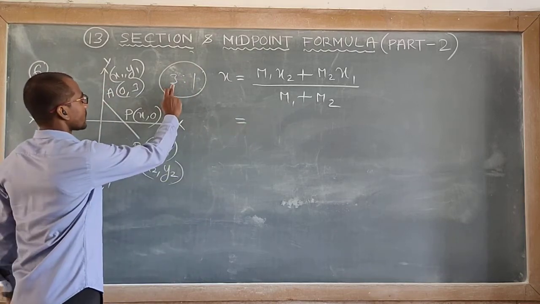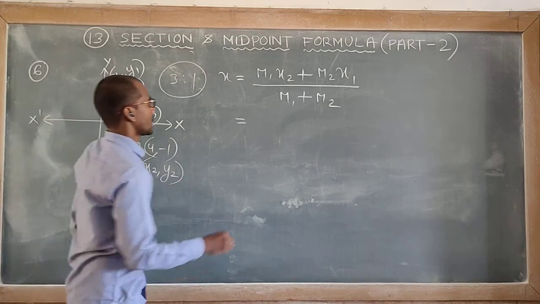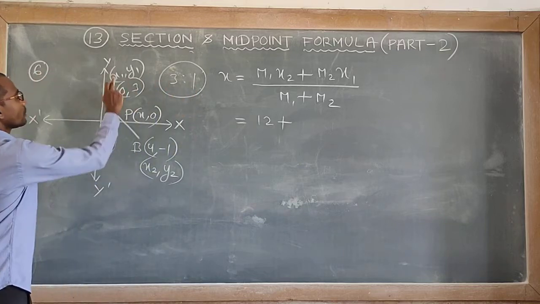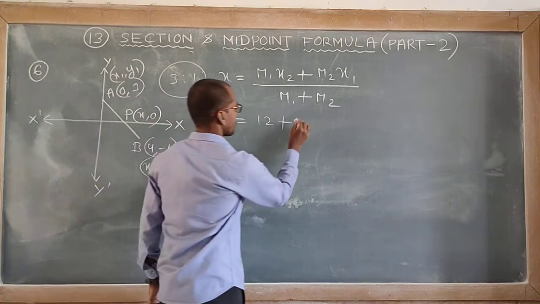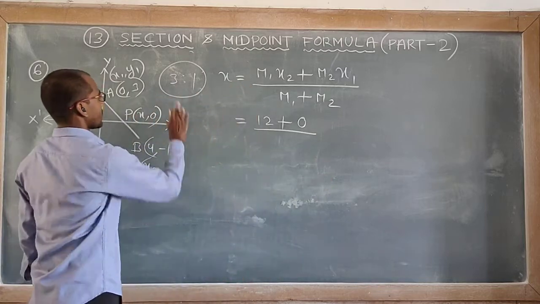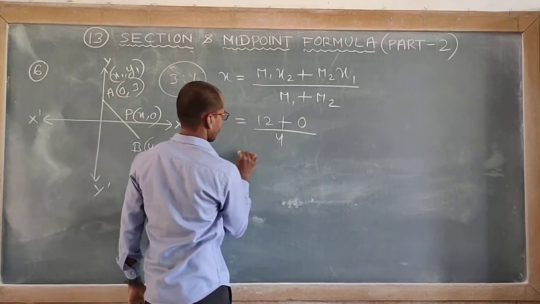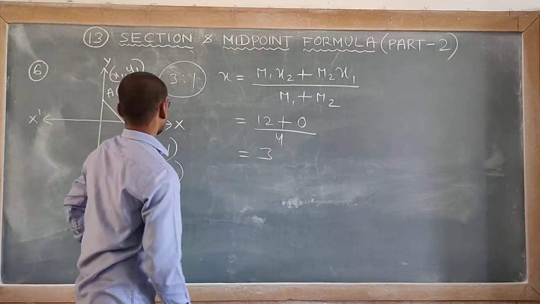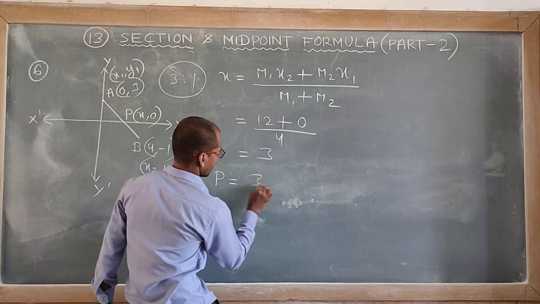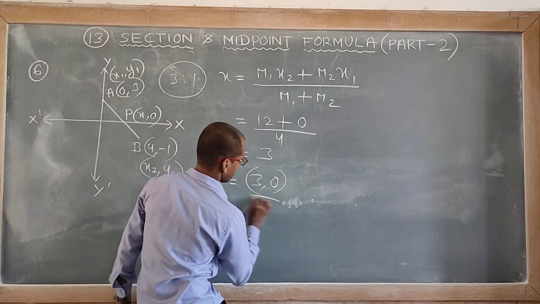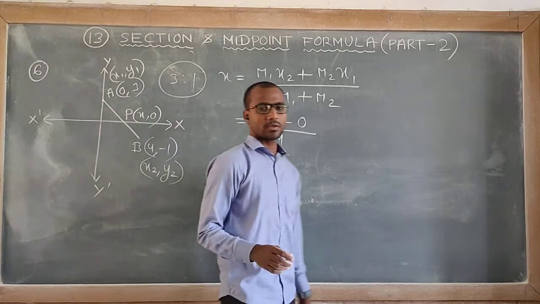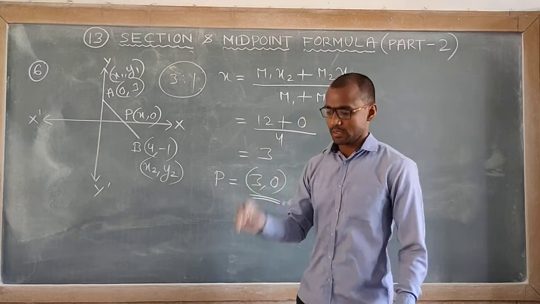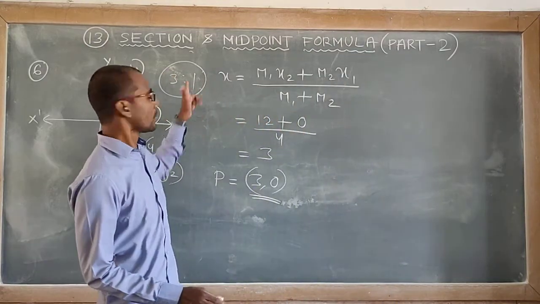So m1 x2 means 3 into 4, 12. m2 x1 means 1 into 0, which is 0. Then m1 plus m2 means 3 plus 1, which is 4. 12 plus 0 is 12. 12 by 4 is 3. So P is equal to (3, 0). So (3, 0) are the coordinates of the point P, where the x-axis intersects the line segment AB, and it is dividing it in the ratio 3:1.